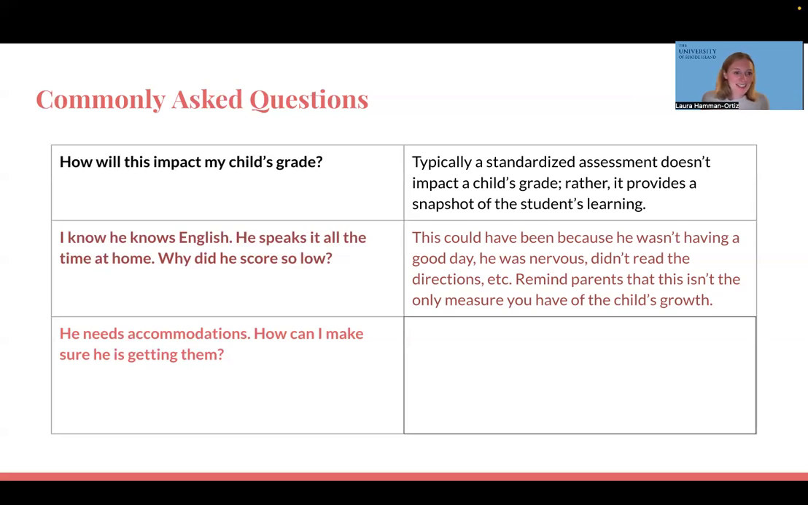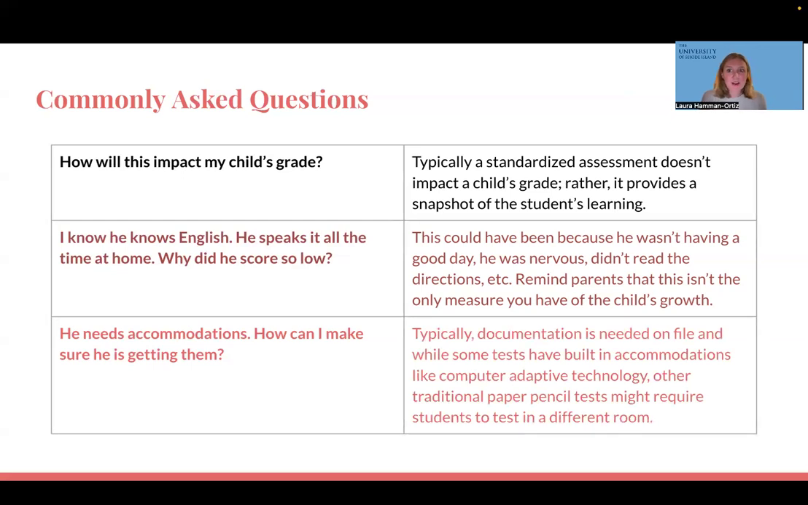And then finally, he needs accommodations. How can I make sure he's getting them? And so talking with parents about, yes, let's get some documentation on file about the accommodations that the student needs. And there are accommodations that some are built in with computer adaptive technology, but other accommodations can be made, like having students test in a separate room, giving students more time. But it's important to have that documented. And so making sure that a parent has gone through the process to get that documented if that's something the child needs.